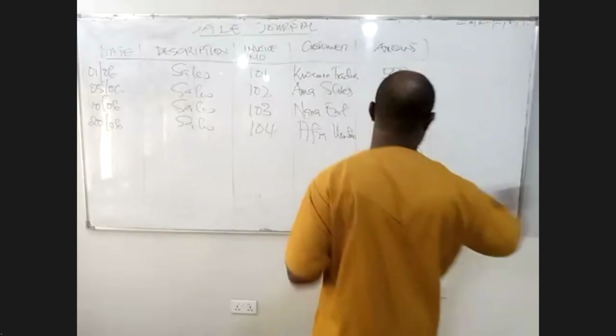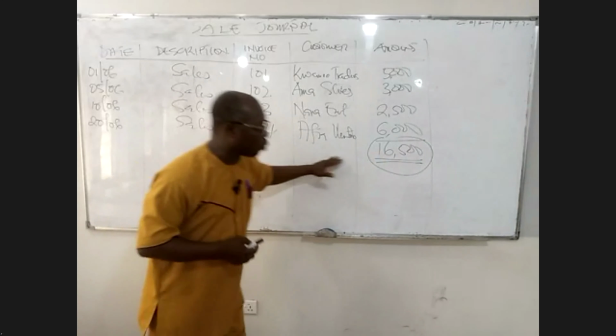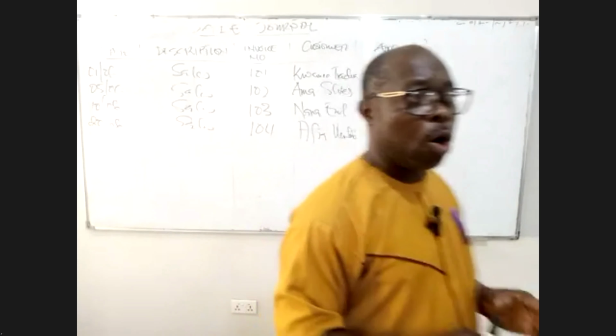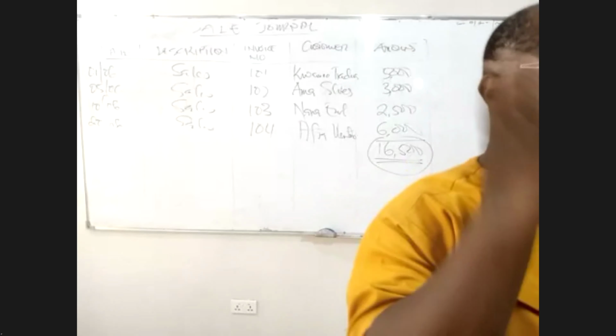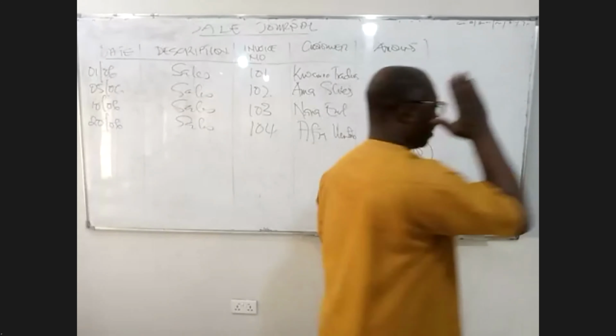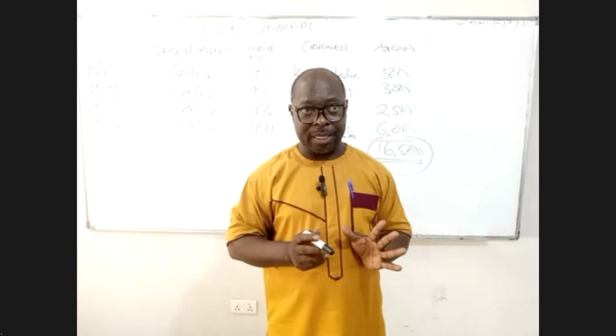So the total sales for the period is 16,500. Total what? Sales. Do we all get it? Total sales. So what normally happens is that in the sales ledger, we say that the sales ledger is a book that contains what? The account. The account, ledger or not journal. Sales ledger is just a book that contains the account of all our credit sales. Are we okay? The account.